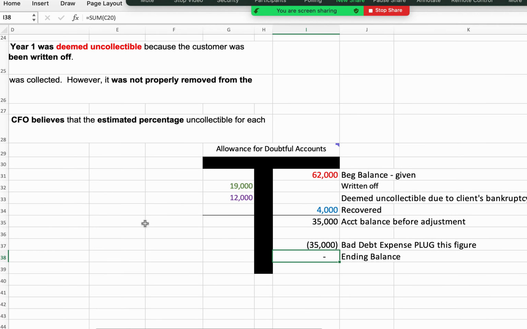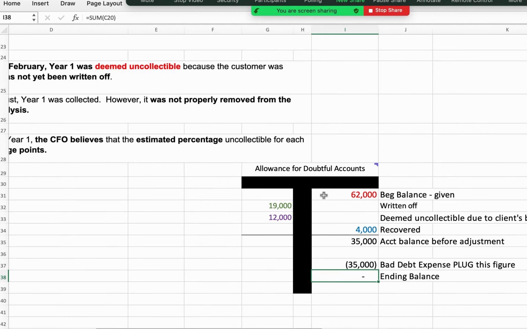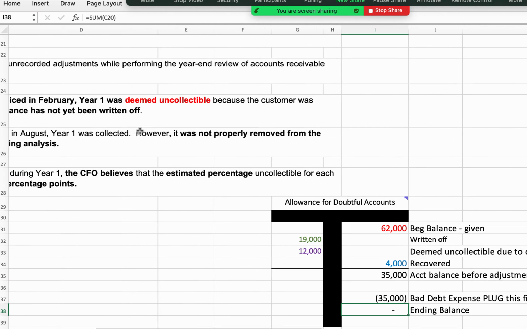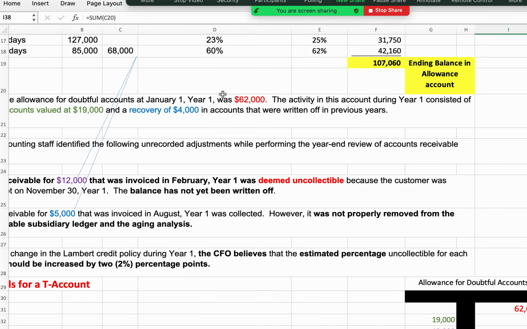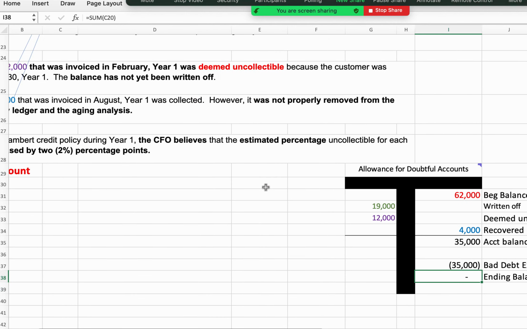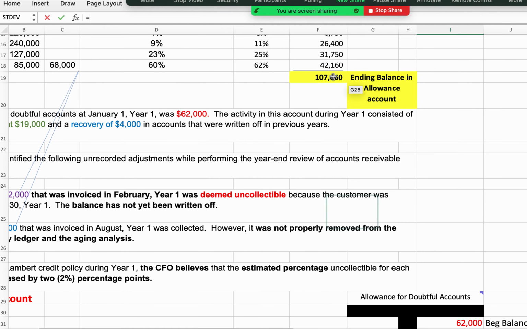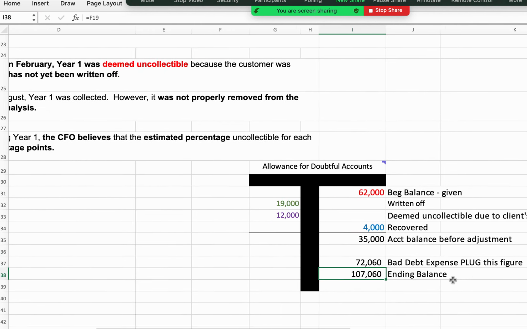I must have moved something because that used to have an answer in it. So the ending balance is now going to be, wait, let me see what that's referring to. C20. C20 doesn't have anything in it. Okay, that would explain that. All right, so what should that be? This should be the ending balance on the table there, right there. So that is the ending balance in the allowance account.